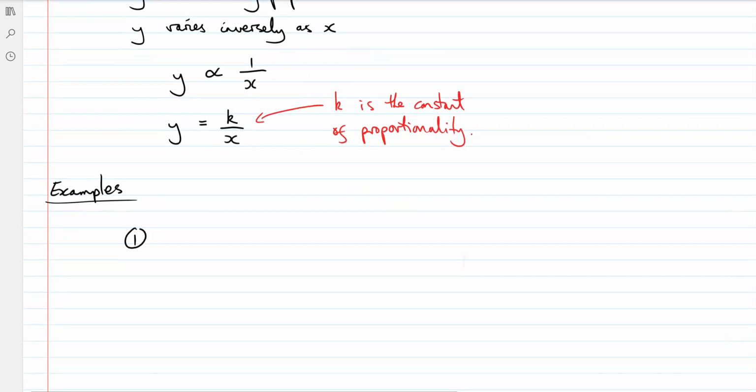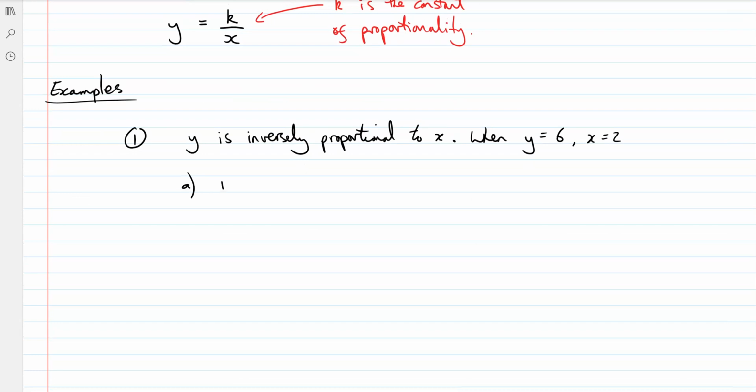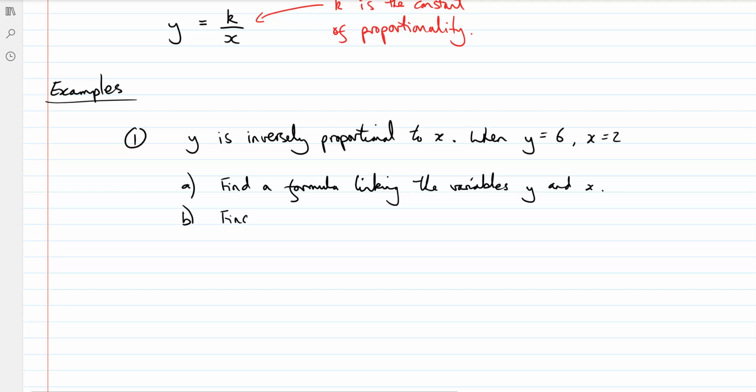And again, I'll keep this really simple just so you can get used to the technique. So let's just use y and x. So y is inversely proportional to x. So pretty easy to identify these questions because they say that we're proportional, and if they say inverse, it's inverse. If they don't, then it's not. And again, they'll give you some boundary conditions. So when y equals 6, I'm going to give you x equals 2. Okay, and we're going to use the same kind of idea. So part A, find a formula linking the variables y and x. Part B, find y when x equals 4, and then part C, find x when y equals 24.